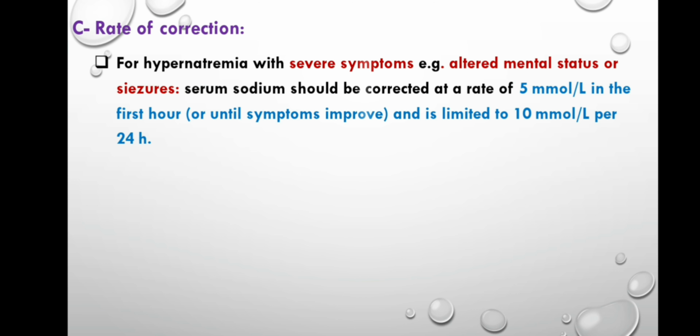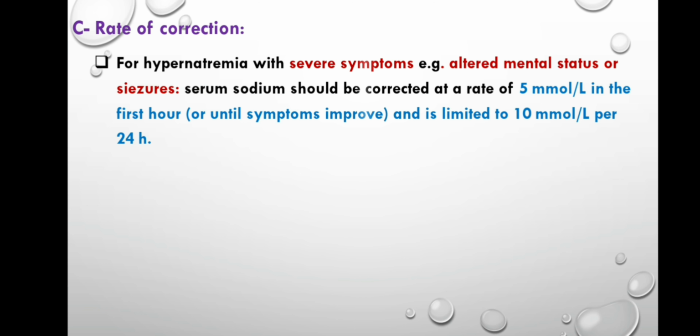For hypernatremia with severe symptoms like altered mental status or seizure, serum sodium should be corrected by at least 5 millimole per liter in the first hour or until symptoms improve, and is limited to 10 millimole per liter per the first 24 hours. And this is the new guidelines actually. A little bit aggressive actually, but this is the new guidelines.